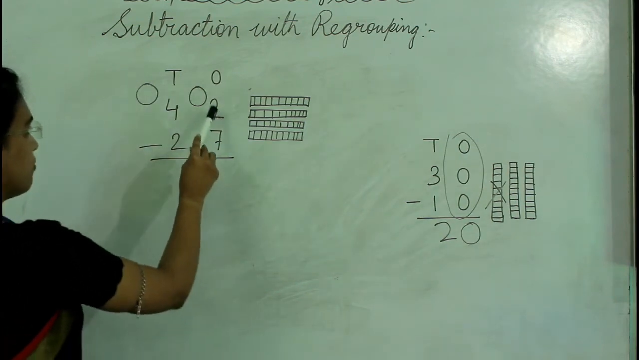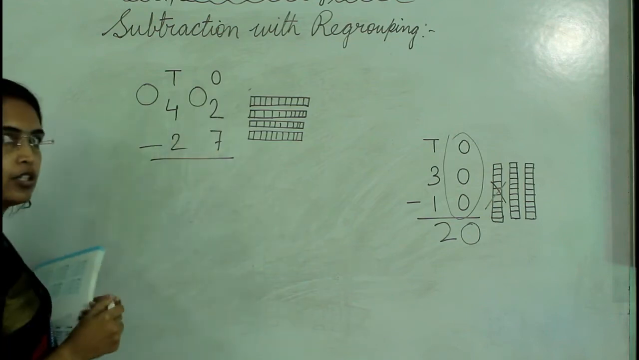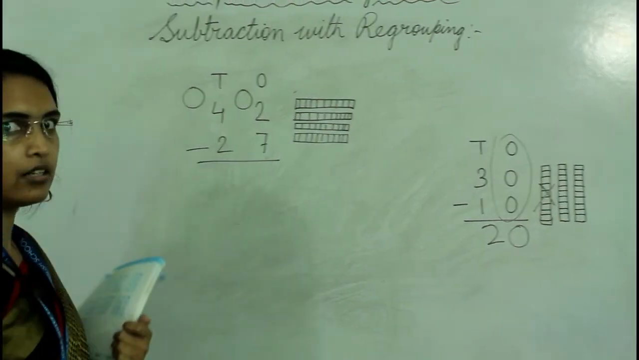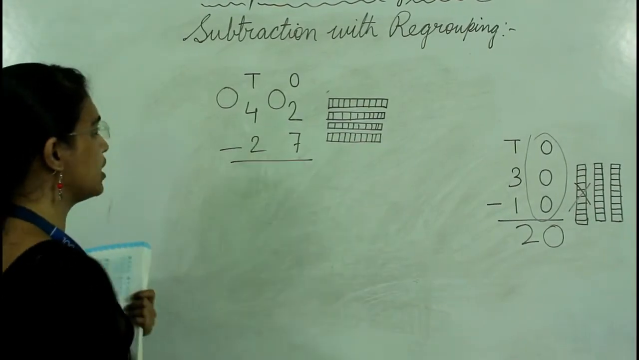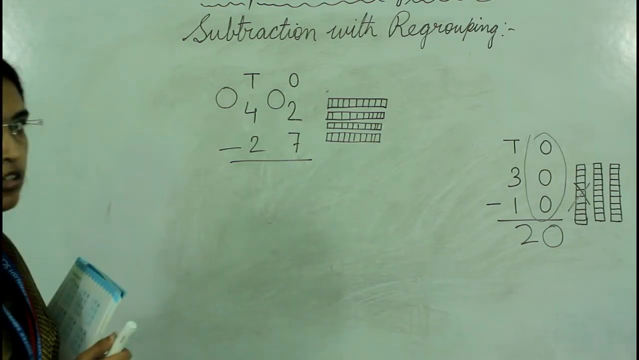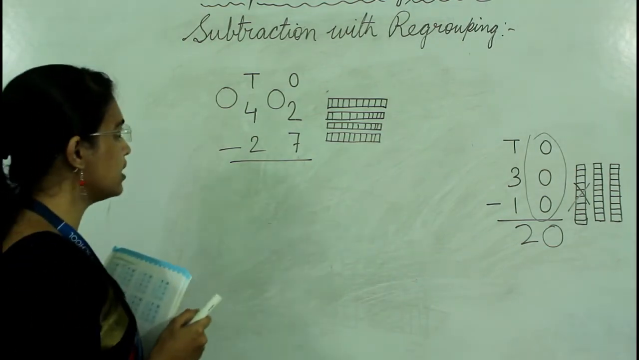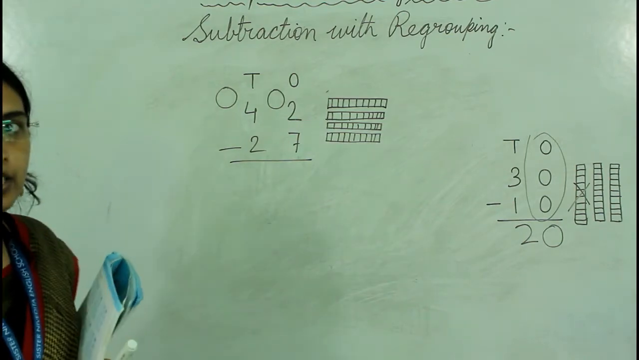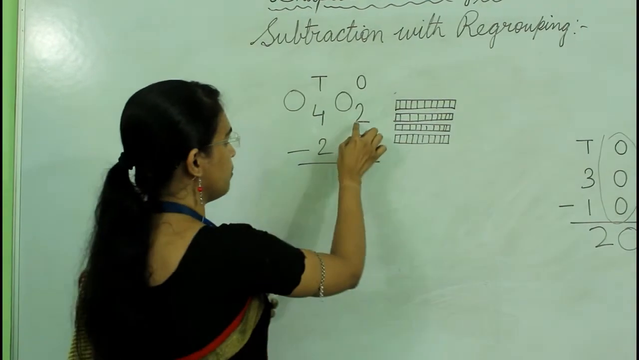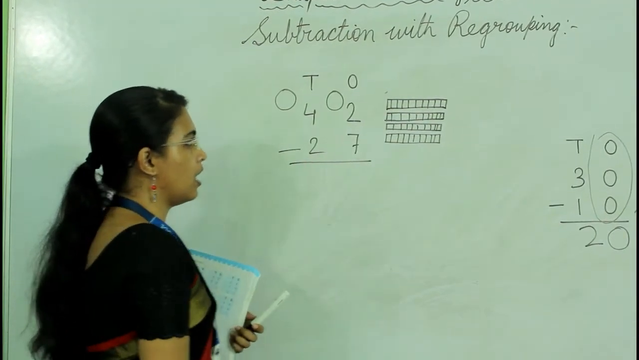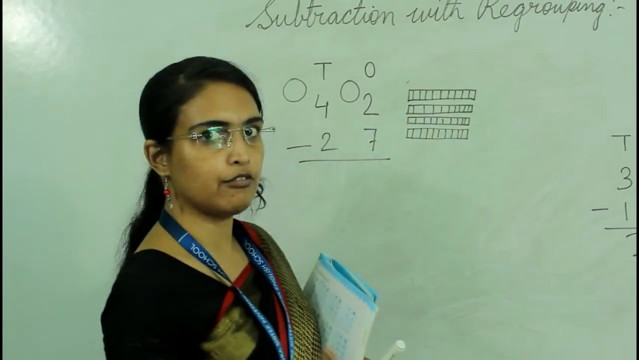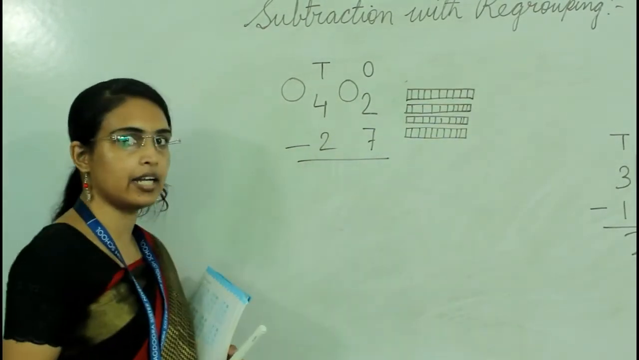Now we check here. Here you have 2 in the ones place, and down here we have 7 in the ones place. So which one is bigger? 7 or 2? 2 is bigger, right? Sorry, 7 is bigger, right? So for this, what do we have to do? We have to make this 2 into 12. Convert 2 into 12 by carrying 1.